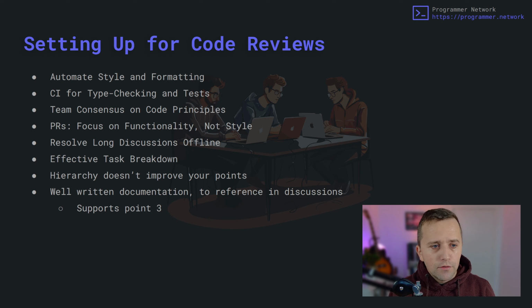Now, one of the most important things when it comes to setting your team up for effective code reviews is consensus on code principles. Code reviews will often lead into specific discussions about should I have used let instead of const, whatever, and that's great. But you as a team, and each individual team, have to agree on the code principles. How do you write your code? Do you use X or Y or Z? And then once you agree on that, you have to document it. As you can see here, I've written at the bottom, well-written documentation to reference in discussions. So when you get stuck in some discussion about why somebody did something, having some documentation where you agree, okay, how do we write tests?